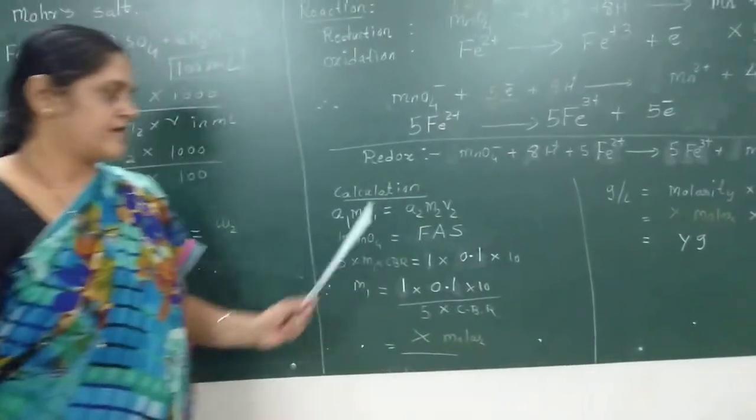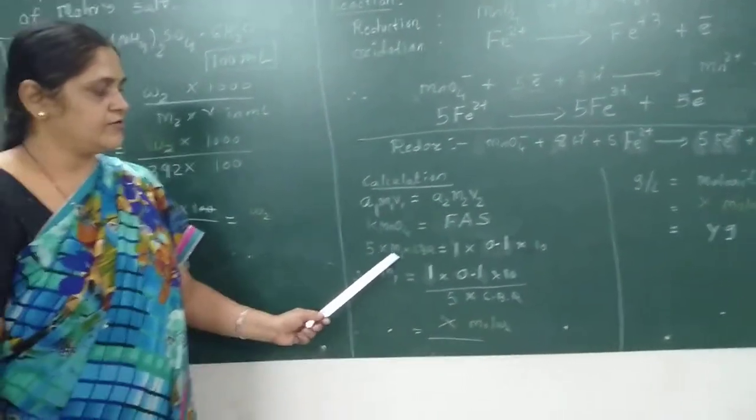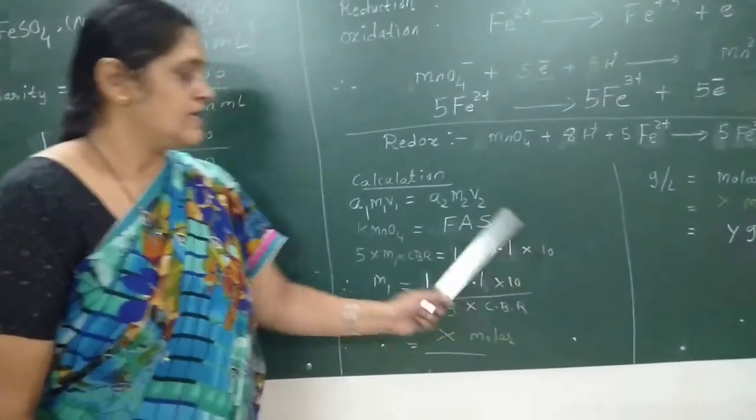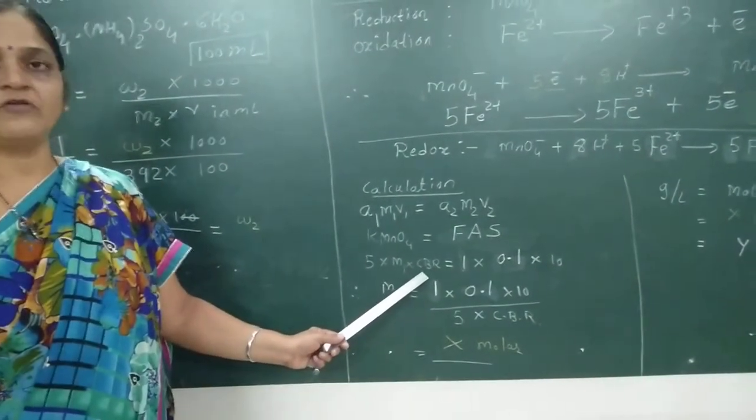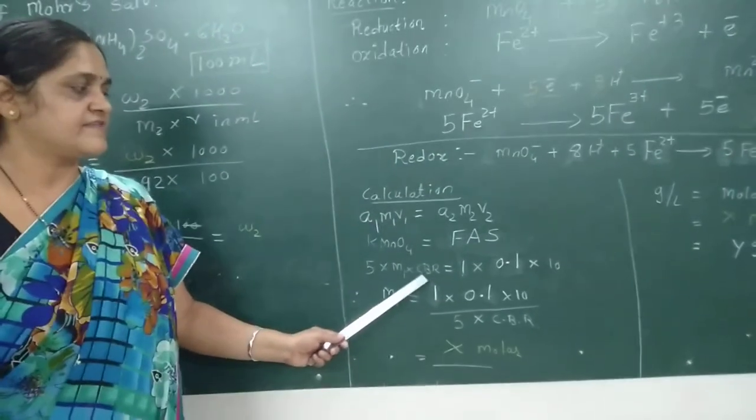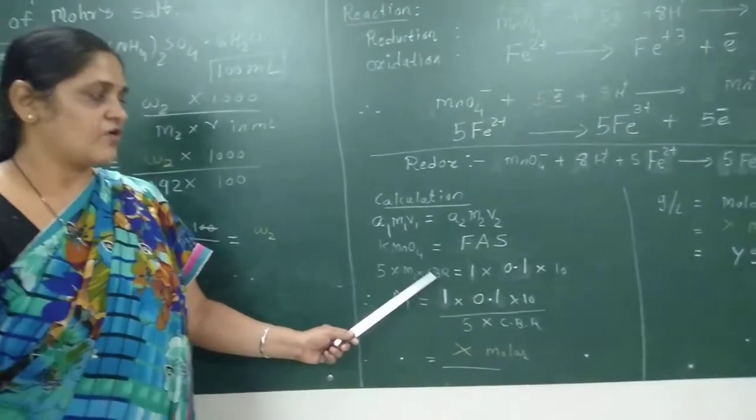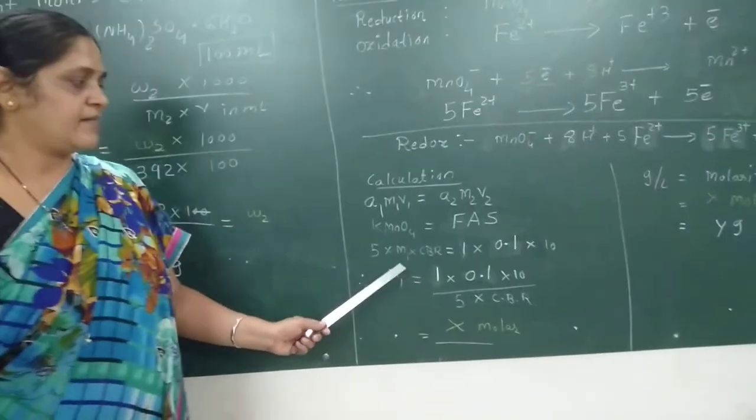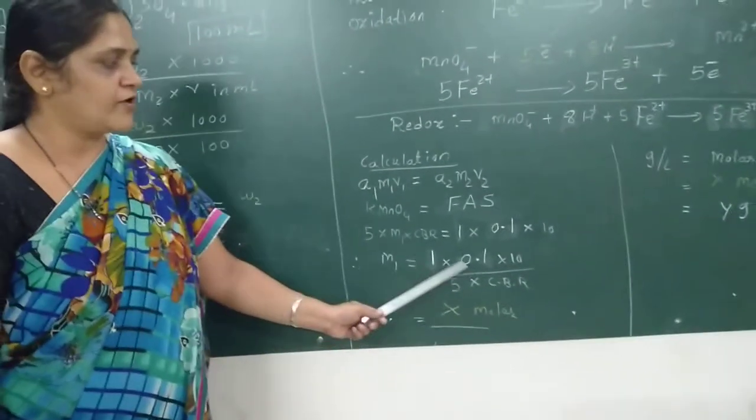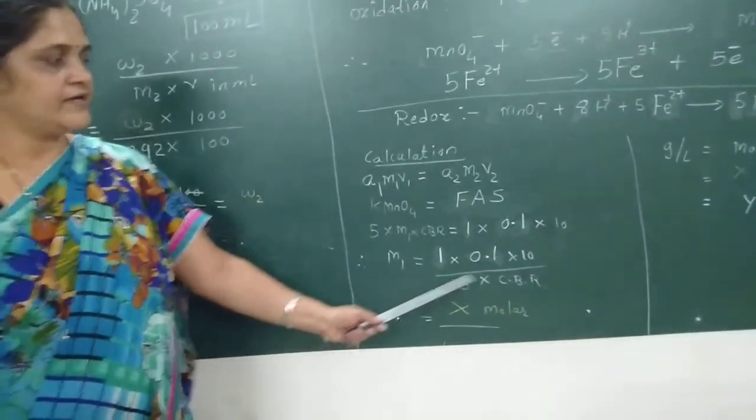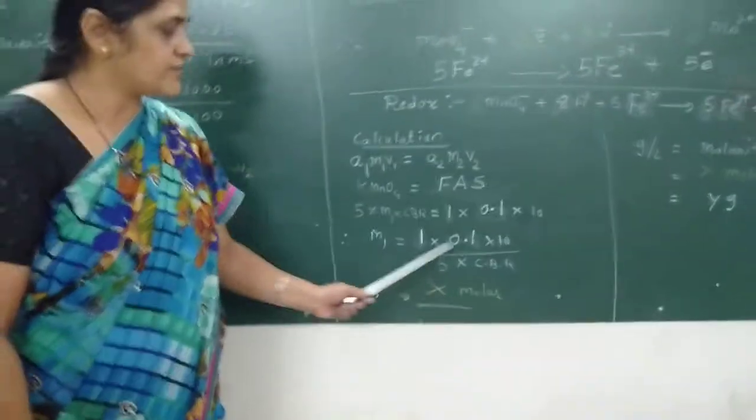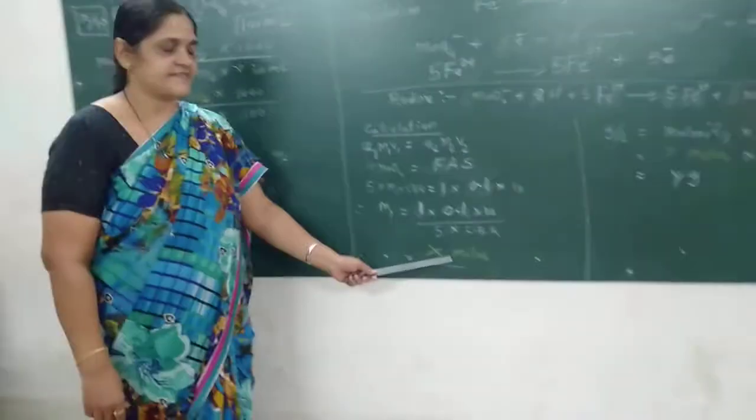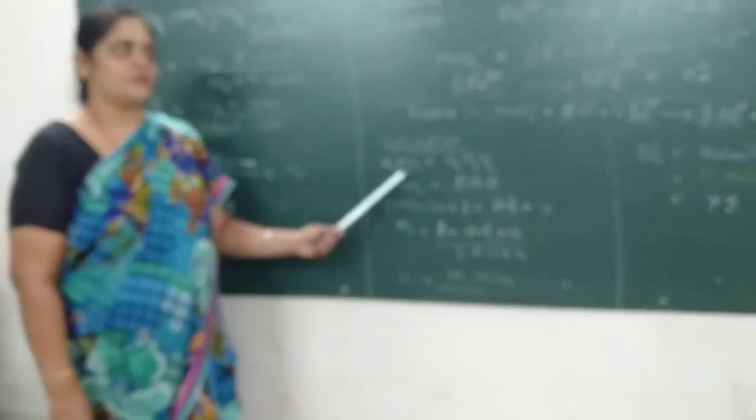In this way, for KMnO4, you get 5 into M1 into CBR is equal to 1 into 0.1 into 10. Now the concordant burette reading will differ from student to student, person to person, because it depends upon your personal skills. So whatever your concordant burette reading is, you are going to take that value. Now to determine M1, the formula becomes 1 into 0.1 into 10 upon 5 into the concordant burette reading. After doing this calculation, whatever value you get as an answer, suppose X molar, that is the molarity of the KMnO4 solution.